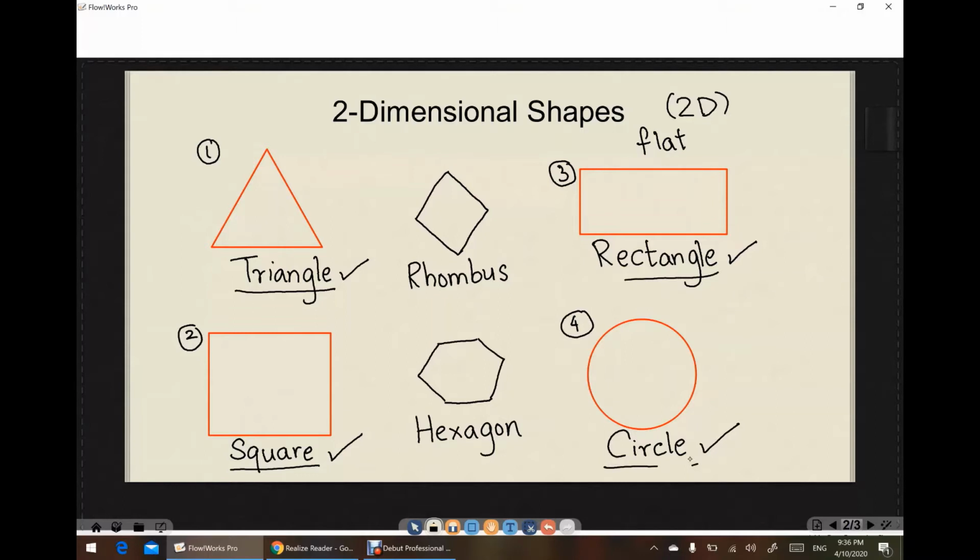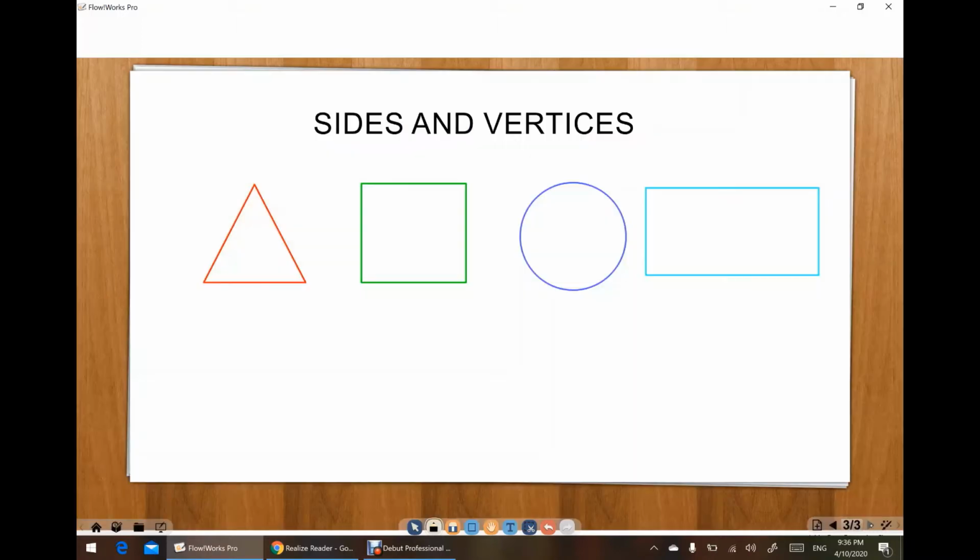Okay? So two-dimensional shapes are shapes that have flat surfaces. What are they? They have flat surfaces. Okay? Now, here are our vocabulary words. We have sides and vertices.